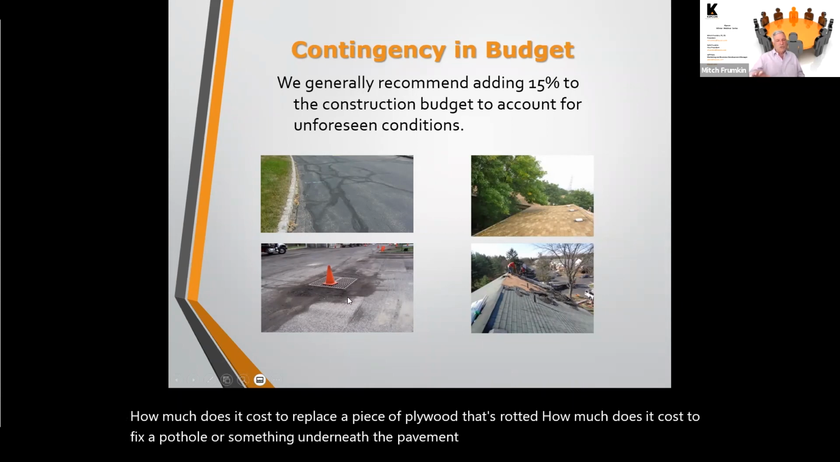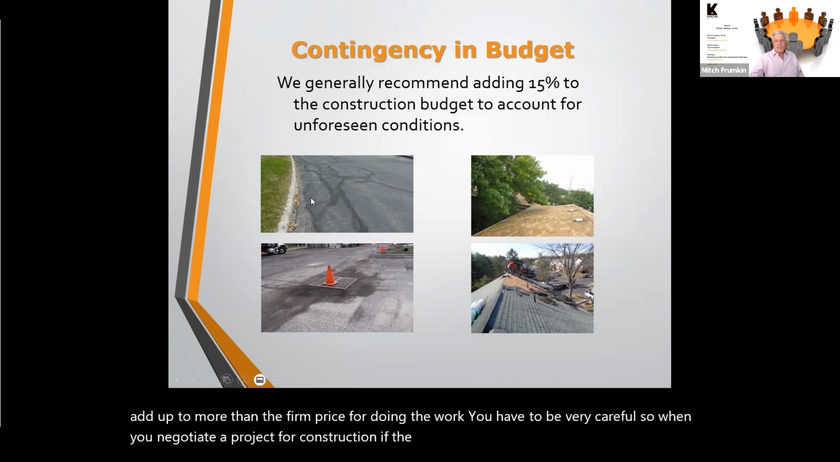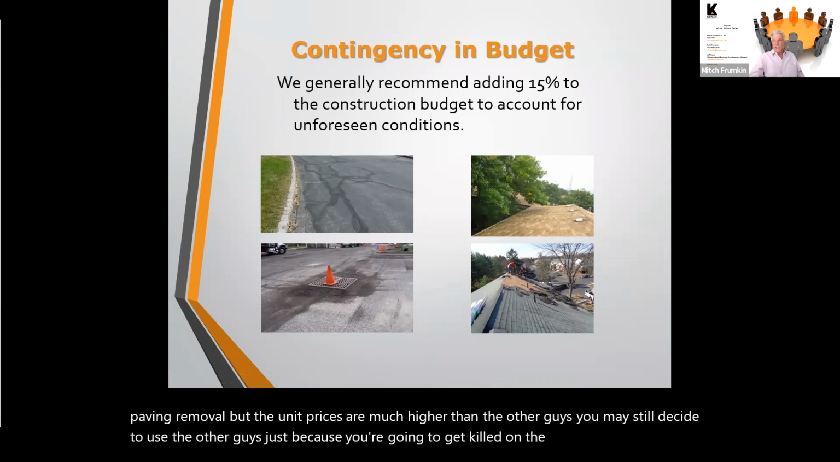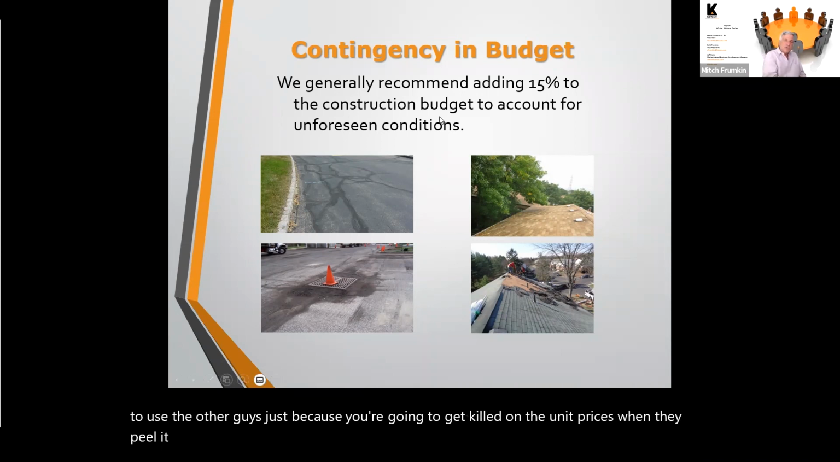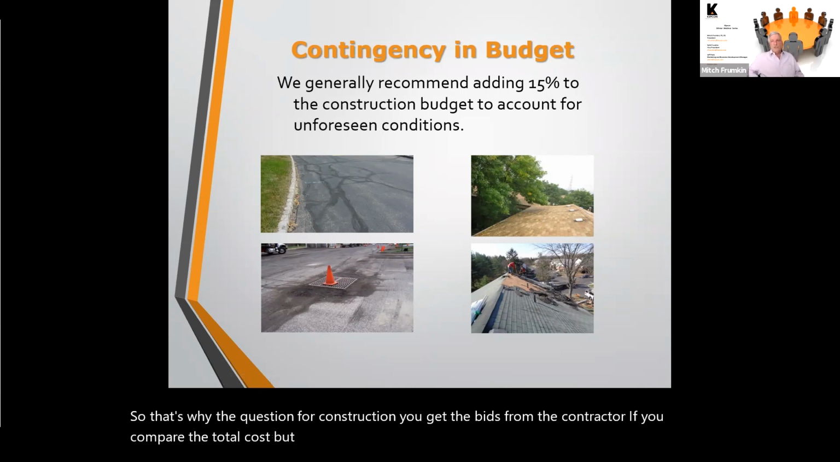Because sometimes those unit prices add up to more than the firm price for doing the work. You have to be very careful. So when you negotiate a project construction, if there's a lower price for paving removal, but the unit prices are much higher than the other guys, you may still decide to use the other guys just because you're going to get killed on the unit prices when they peel it up. So that's why, for construction, you get the bids from the contractors, you compare the total cost, but then you don't know how much the unit prices are going to be.